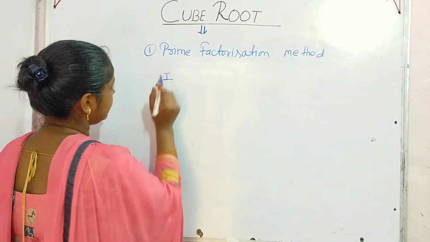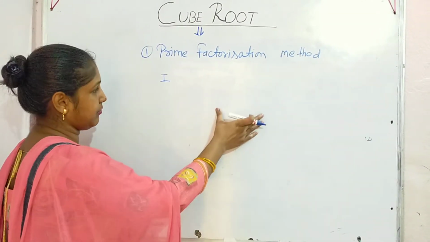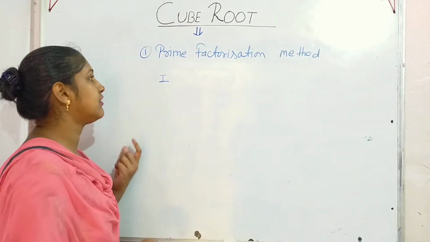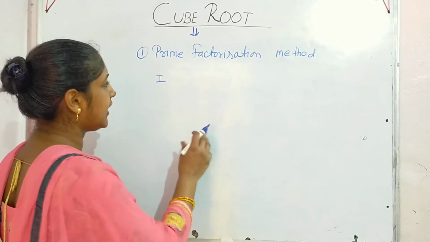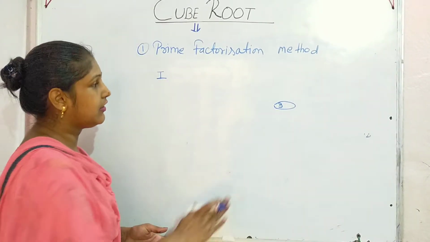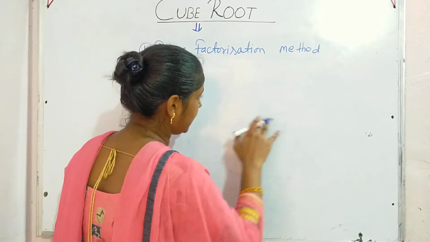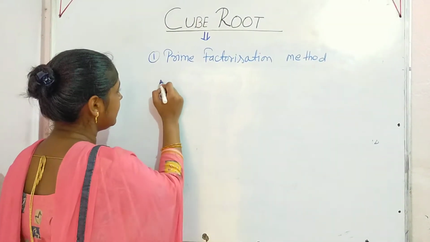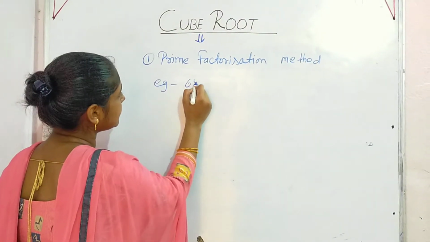Our first step is to factorize the number which is given, whose cube root we have to find. Then we make groups of 3, then replace each group with a single number and multiply them. So our first example is a very simple one, like 64.